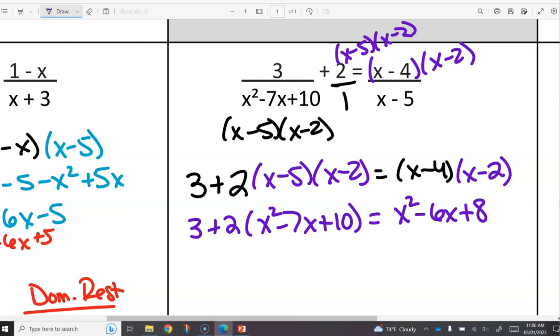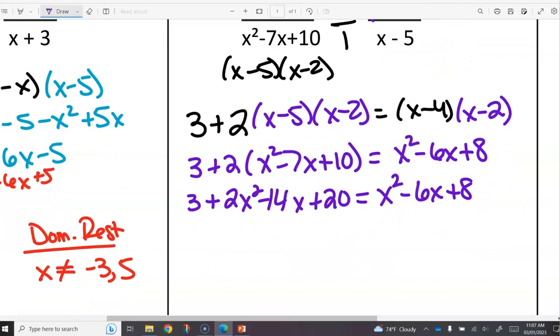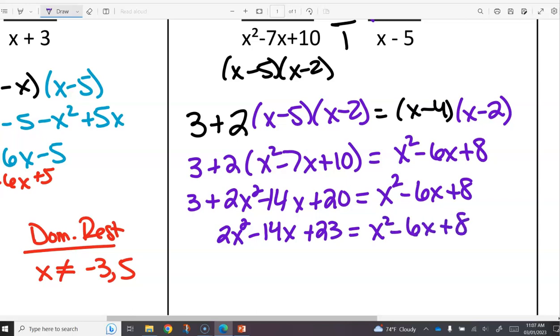Okay. I'm going to distribute my 2 next. 2x squared minus 14x plus 20. I'm going to combine like terms, which is just the constants. So 2x squared minus 14x, this is 23, equals all of this. Okay, I got to get everything to one side, right? So I'm going to move the right side over to the left side.